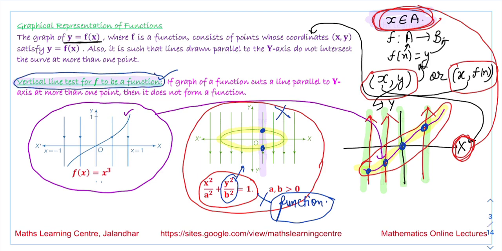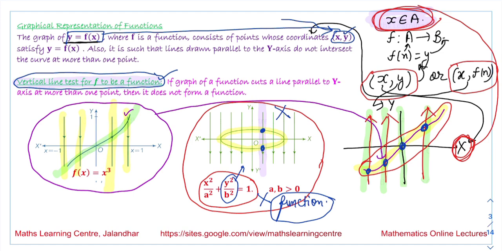So I am again repeating the procedure. The first thing we have to do is write y is equal to f(x). We plot the points (x, y). Graph is the collection of all these points (x, y). Then we draw a line parallel to the y-axis. We are not just drawing one line. If we draw any line parallel to the y-axis, then it should not intersect the graph of the function at more than one point.